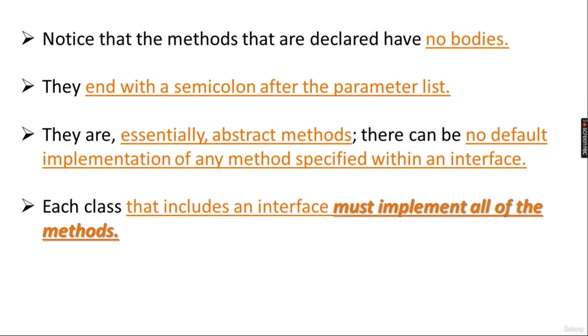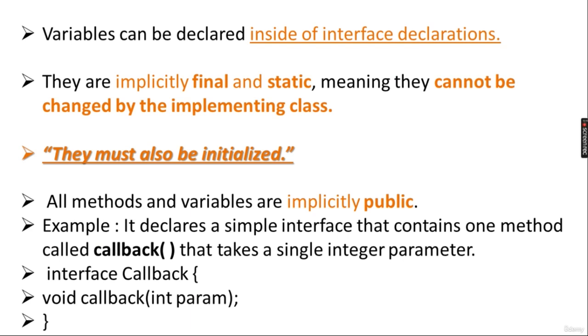Each class that includes an interface must implement all of the methods. So there are two rules. In an interface, you must not define the method, and in the class that is implementing the interface, the second rule is that you must define that particular method. Variables can be declared inside interface declarations. So variables are allowed in interfaces. They are implicitly final and static, meaning that they cannot be changed by the implementing class for any reason. They must also be initialized. Why? Because they are final. All methods and variables are implicitly public.